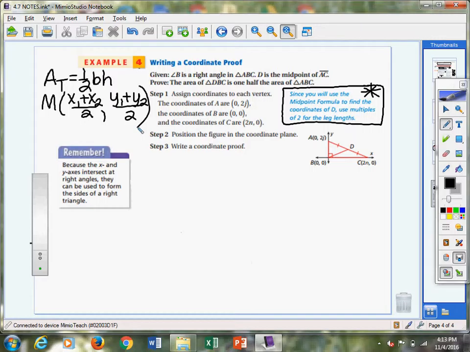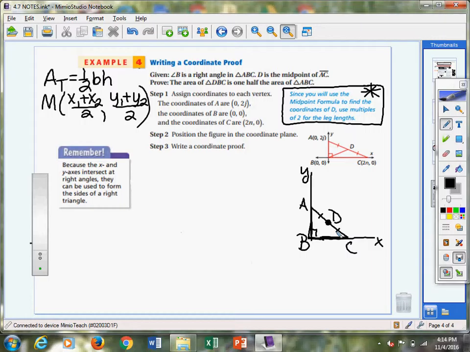So let's call the coordinate of A, with the understanding that you yourself are going to have to draw this picture, okay? So here's your y-axis, here's your x-axis. You know that you're going to end up drawing some sort of right triangle right in here. And we know it's a right triangle because it told us that angle B is a right angle in triangle ABC. We know that D is the midpoint, so we're going to be splitting AC into 2 equal pieces.